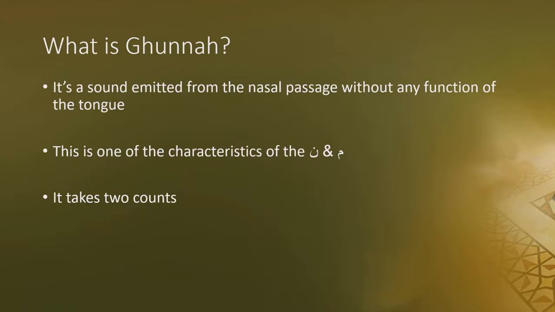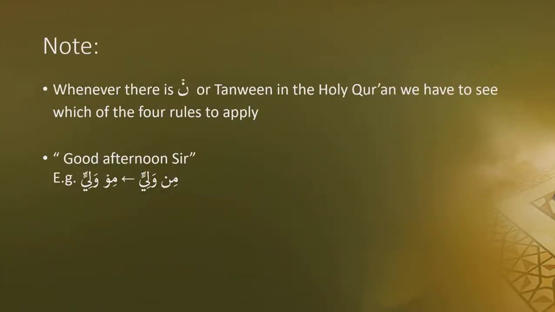To make things easy, let's follow a few steps. First, whenever there is Noon Sakina or Tanween in the Holy Qur'an, we have to see which of the 4 rules to apply. What is the second step? Yes, you look at the letter after it. We're focusing in this video on the merge rule. So if we find one of these 6 letters, Ya, Noon, Mim, Waw, Lam, and Ra, very simple. We delete the Noon Sakina and replace it with the merged letter.